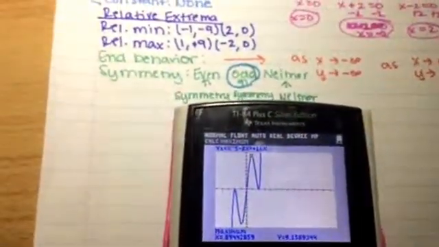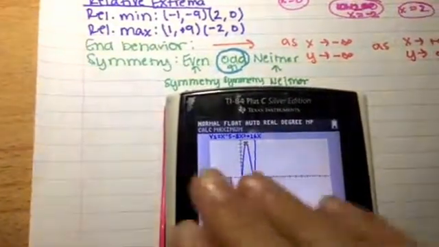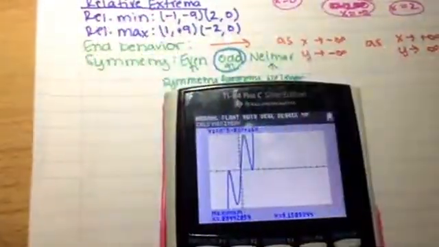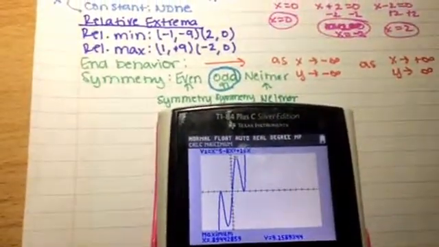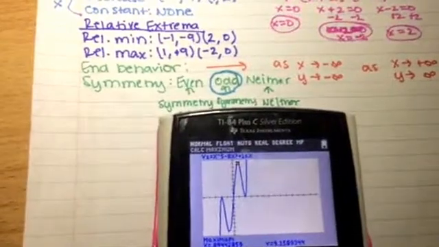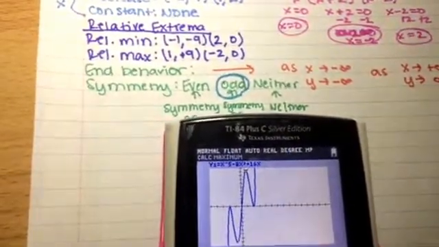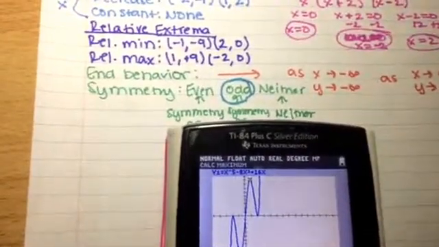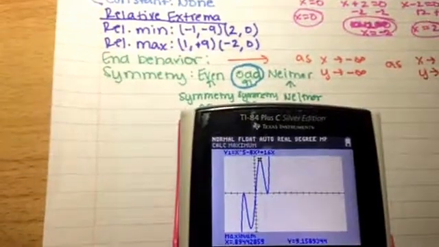Now for the symmetry, it's very easy to explain. Even symmetry is symmetry over the y-axis. If I were to take the y-axis and pretend it was like the crease in a sheet of paper and fold it over, I would get symmetry over the y-axis, which is even symmetry. If I flipped the piece of paper over the origin and they would be right on top of each other, that is odd symmetry. And neither symmetry is just no symmetry at all.